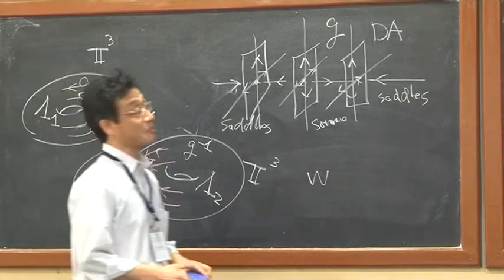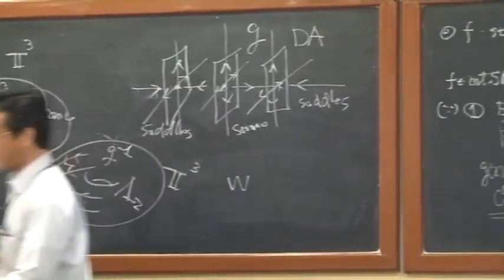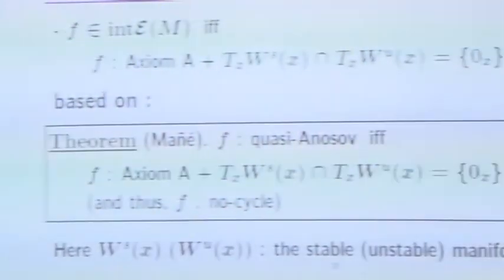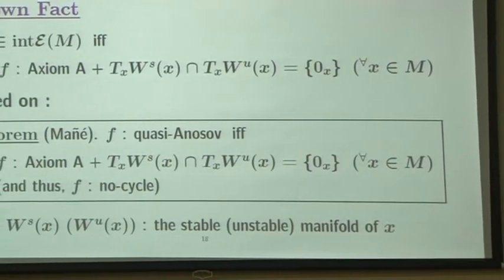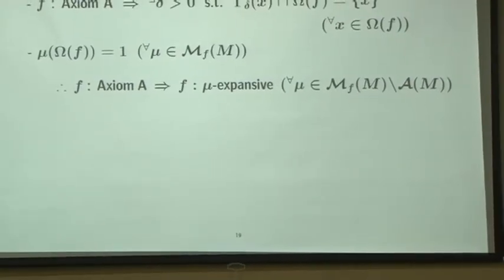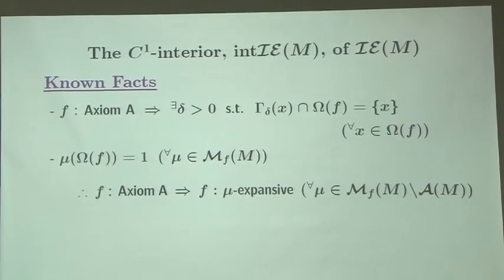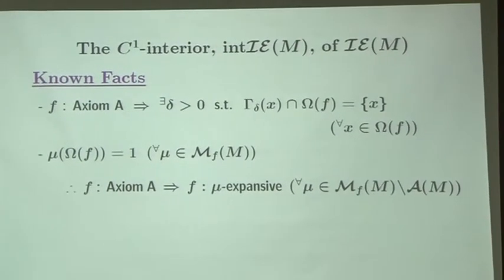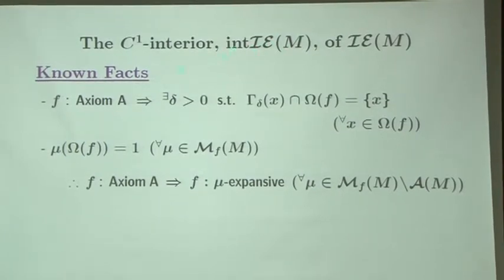Okay. This is our example of a Kazuhiro system. This type of diffeomorphism is in the interior of the expansive diffeomorphisms. This is the set of all diffeomorphisms that are expansive for any invariant measure. And we consider the C1 interior.